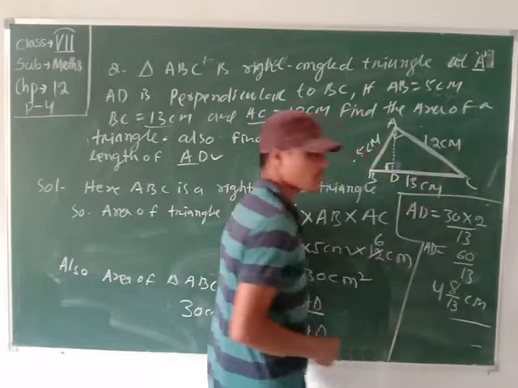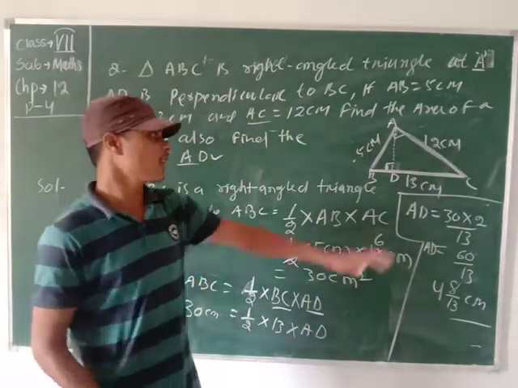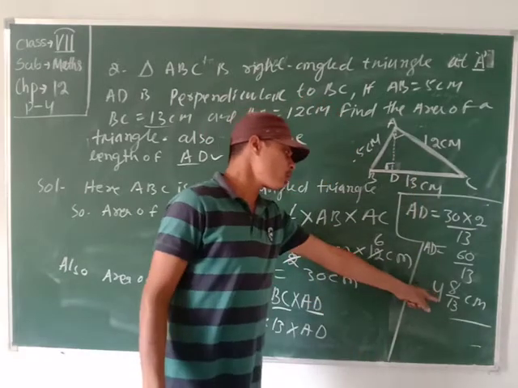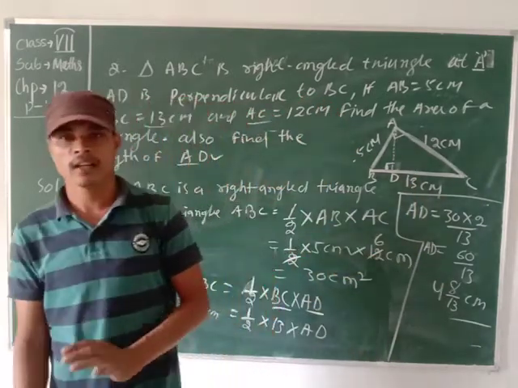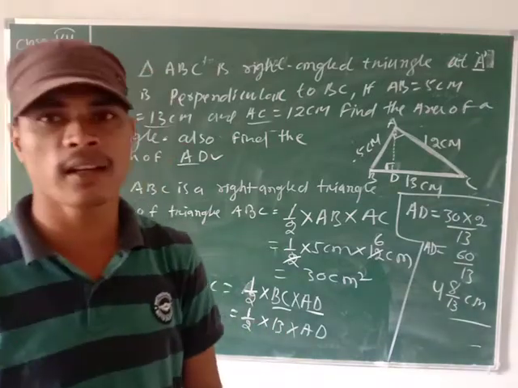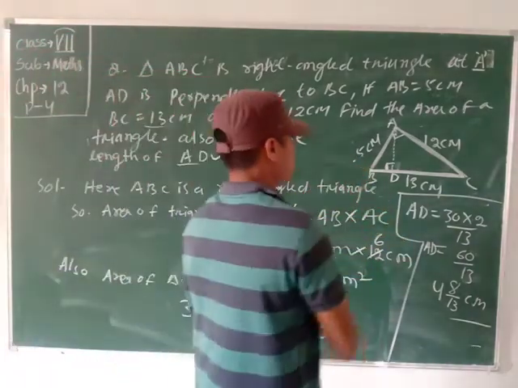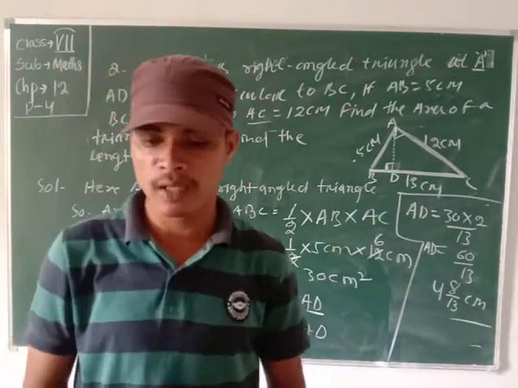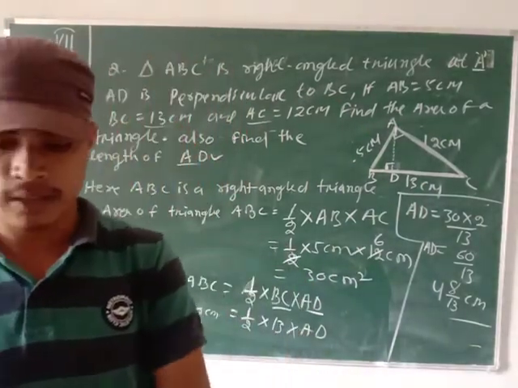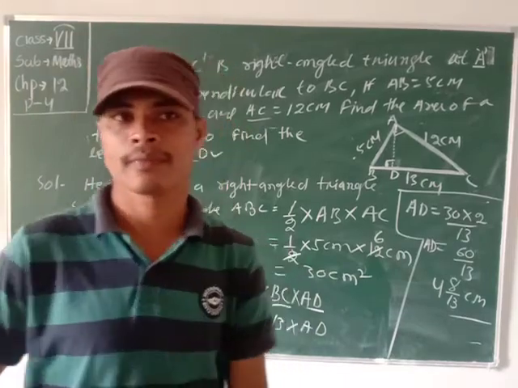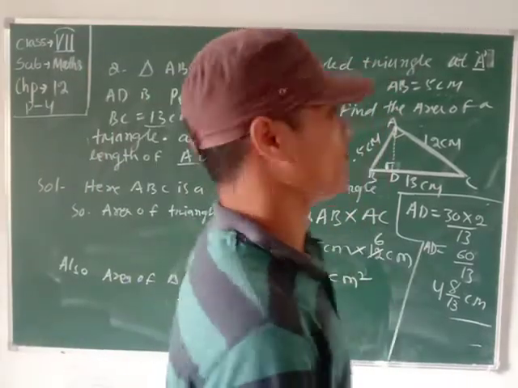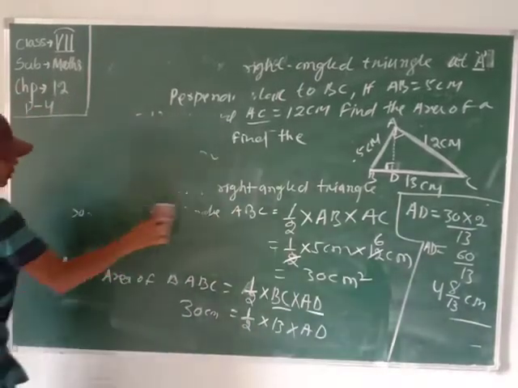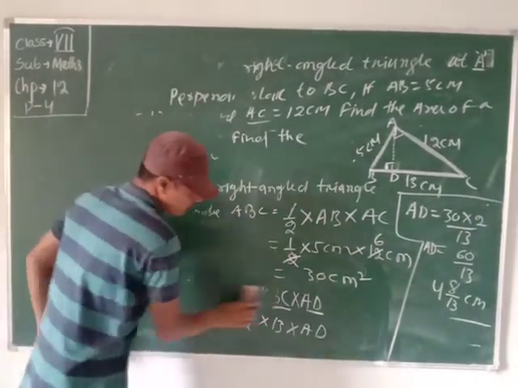And what is the length of AD? The length of AD is 4 whole 8 by 13 centimeters. Clear about it? How can you find the area of a triangle, and also how can you find the length, or the height, of a triangle? I hope all have understood properly. Now we find the area of a trapezium. Okay, now we learn about the area of a circle. How can we find the area of a circle? Last class we told you about the circumference of a circle.